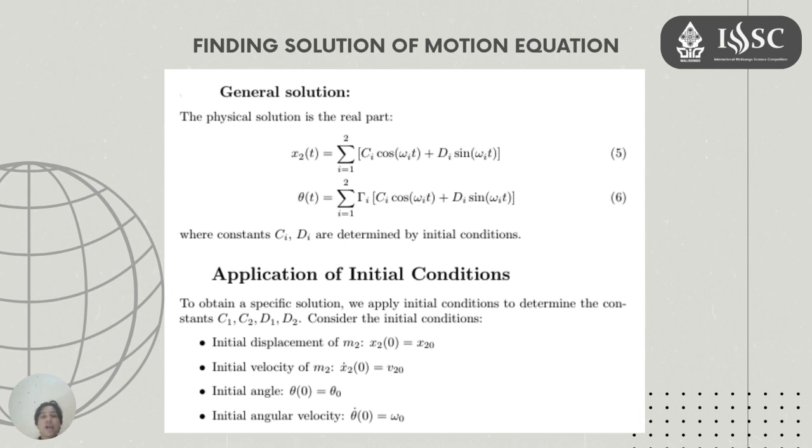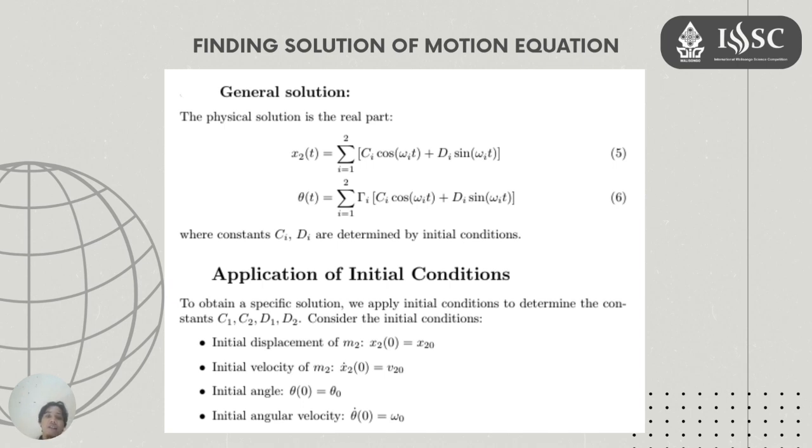x2 with respect to time is the sum for i equal to 1 to 2 of Ci cos omega i t plus Di sin omega i t, and theta with respect to time is the sum for i from 1 to 2 of gamma i times Ci cos omega i t plus Di sin omega i t, where the constants Ci and Di are determined by the initial conditions. We obtain the specific solution.